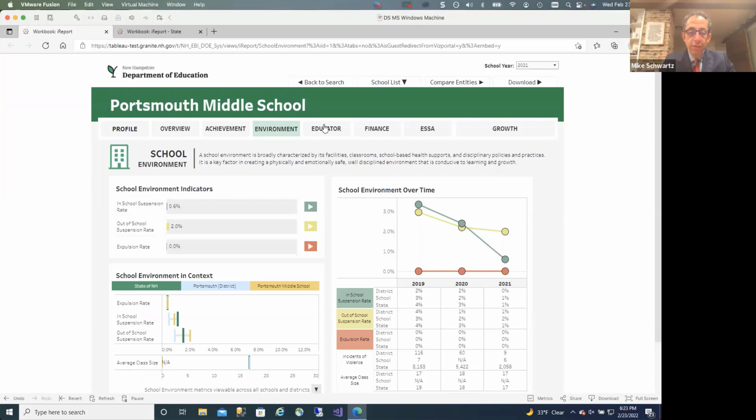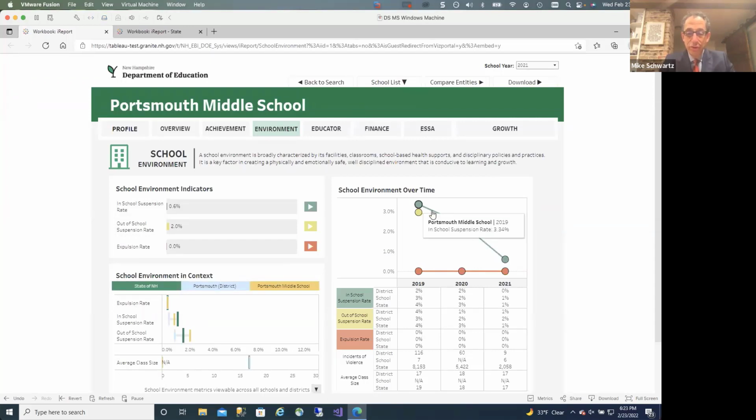In most of these tabs, you'll see a similar structure where you'll see information about the indicator. So in Environment, we're looking at that information about the indicator. You'll also see information over time, so you'll typically see information about that indicator for multiple years, 19, 20, 21. And then you also see information in context. So where is Portsmouth Middle School compared to the district, compared to the state?